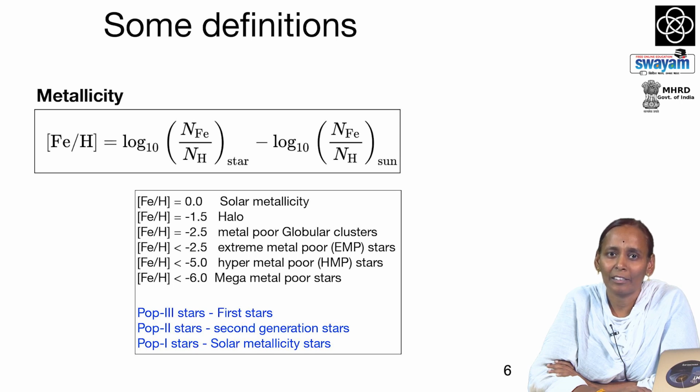Metal poor globular clusters in the galaxy have a metallicity of about minus 2.5, and stars below minus 2.5 are called EMP, or extremely metal poor, stars. Stars more metal poor than minus 5 are called hyper metal poor stars, and stars with metallicities of minus 7 and lower are called mega metal poor stars. The Pop 3 stars are the first stars, formed with the Big Bang composition. Pop 2 stars are the second generation stars, and Pop 1 stars are the solar metallicity stars.